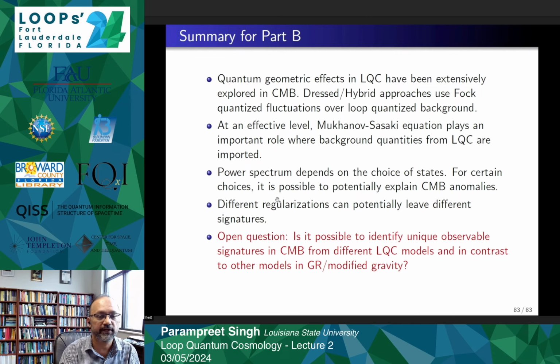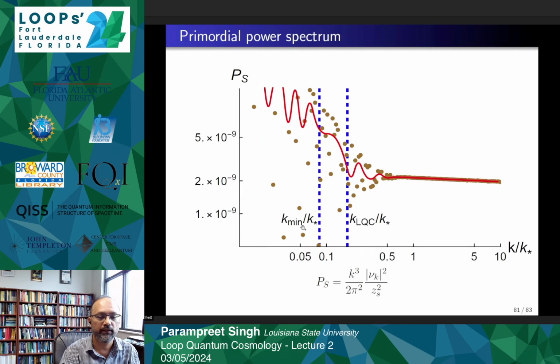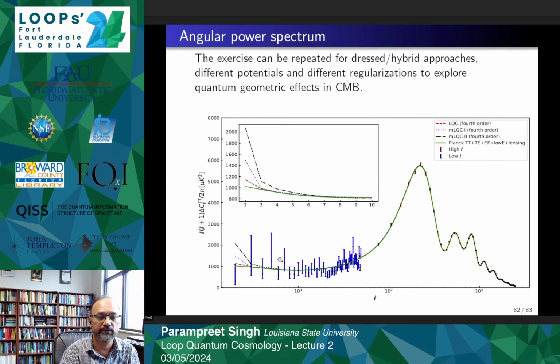And for certain choices, it is certainly possible to potentially explain CMB anomalies in loop quantum cosmology. And a lot of work has been done on that by Penn State, the Madrid group, the Agullo group at LSU, and so on. Different regularizations can potentially leave different signatures. And this is something which is developing, which is new. Novel results are on here. Like you can really distinguish LQC from MLQC1 and so on in the angular power spectrum, as you can see here. And again, this is only for one initial state. My student will show you many more interesting results on Tuesday.